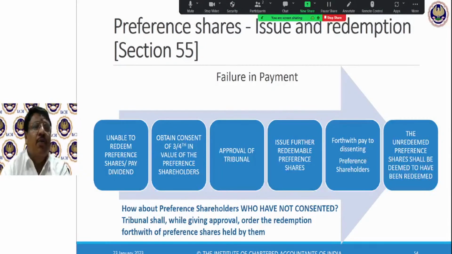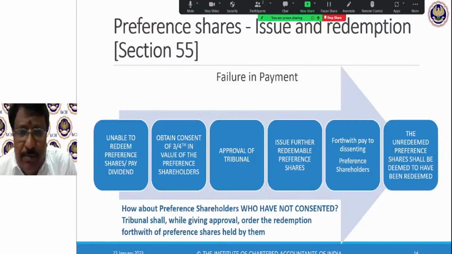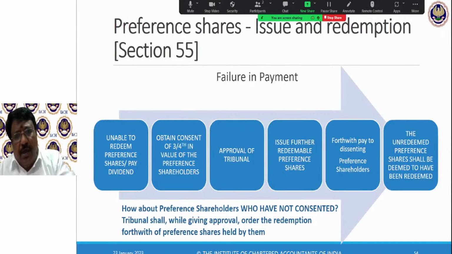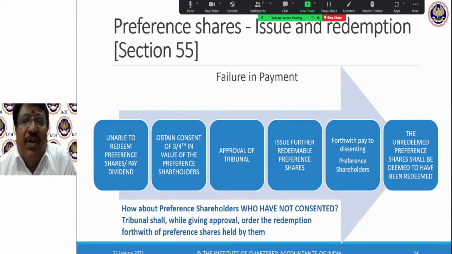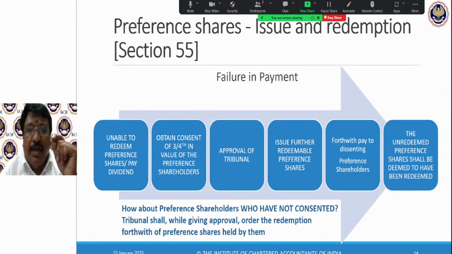Okay, kindly consent to extension of time or kindly consent to reissue for further period. Whatever it is. Now, once they obtain the consent of 3/4 in value, then they have to file an application to the tribunal and get approval of the tribunal. Once the tribunal approves it, then they can issue further redeemable preference shares. So what happens is these preference shares will be closed and fresh redeemable preference shares will be issued for a fresh period. Almost like an extension. Any dissenting preference shareholders, they have to be paid immediately.